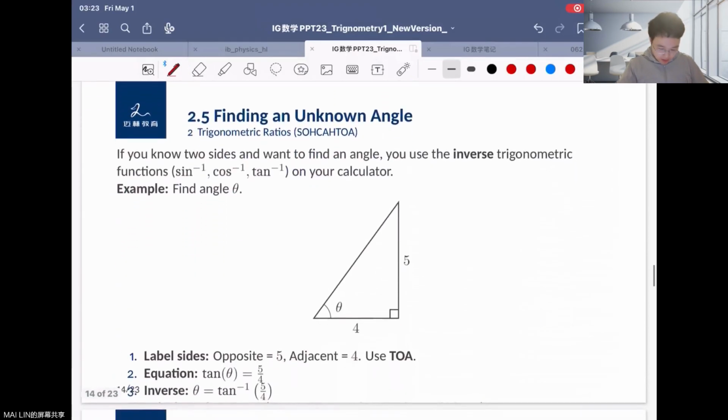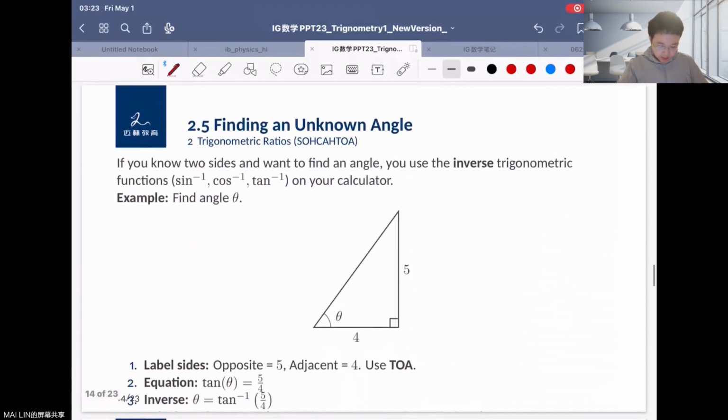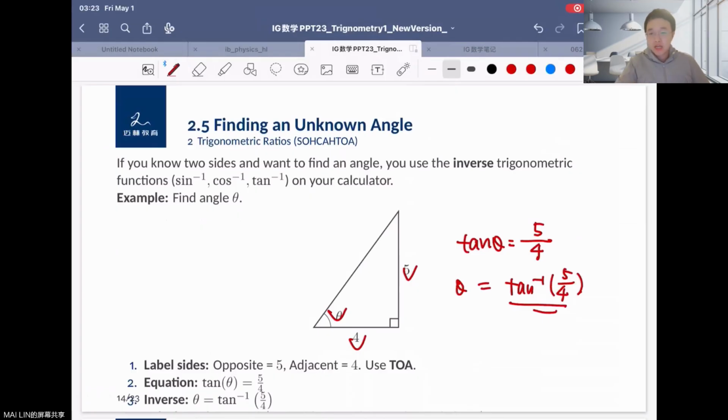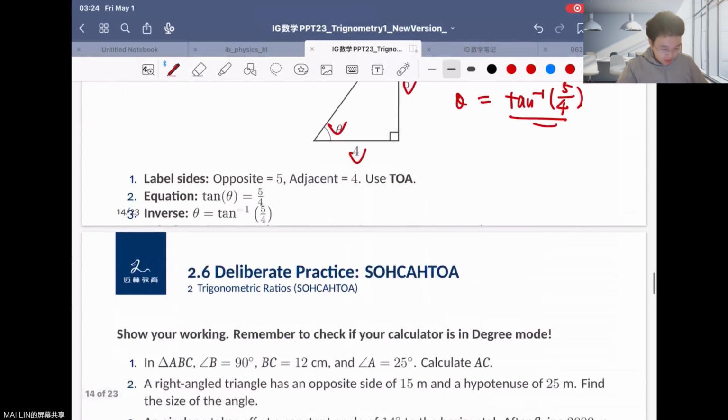For this problem, if you want to calculate angle theta, you can find here that theta's opposite side is 5 and the adjacent side is 4. So tan theta equals 5 over 4. You can use your calculator to calculate theta as tangent to the power of negative 1 of 5 over 4. This is a reverse function, and you get the value of theta.